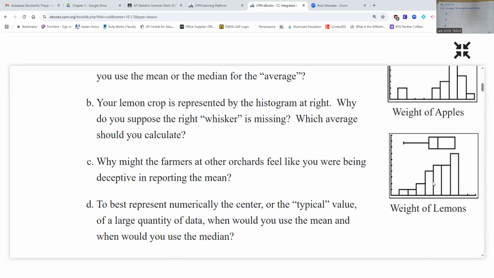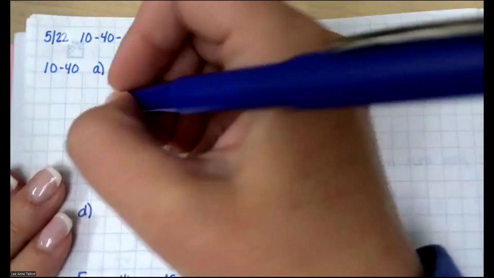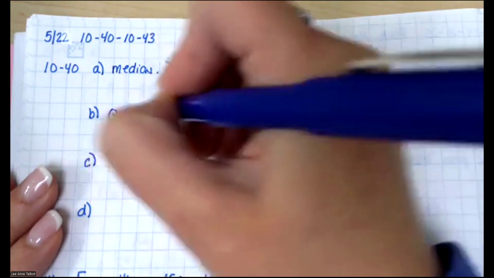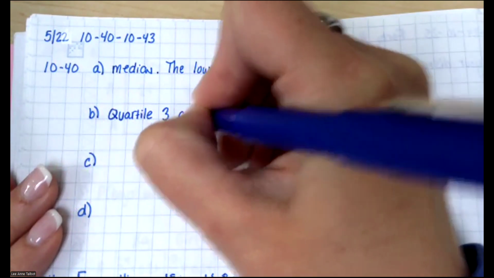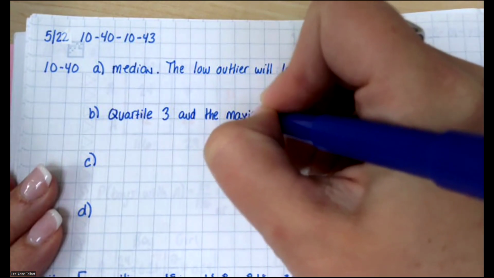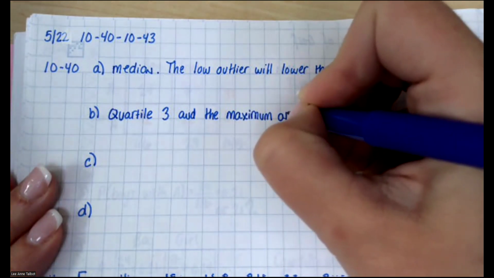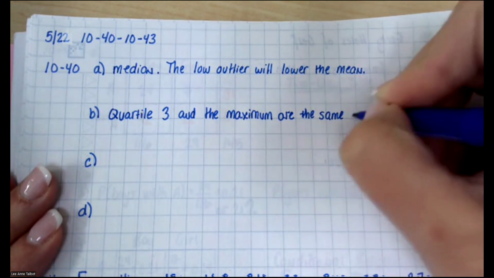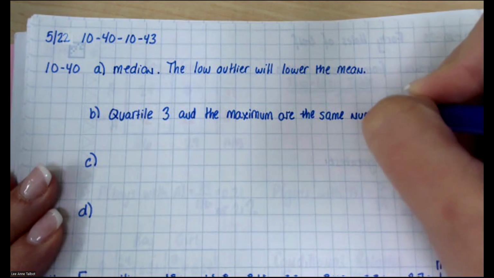Okay, what if quartile 3 and the maximum were the same number? Yeah, oh, that's what I meant. That's what I thought you were saying. Okay, so sometimes that happens.